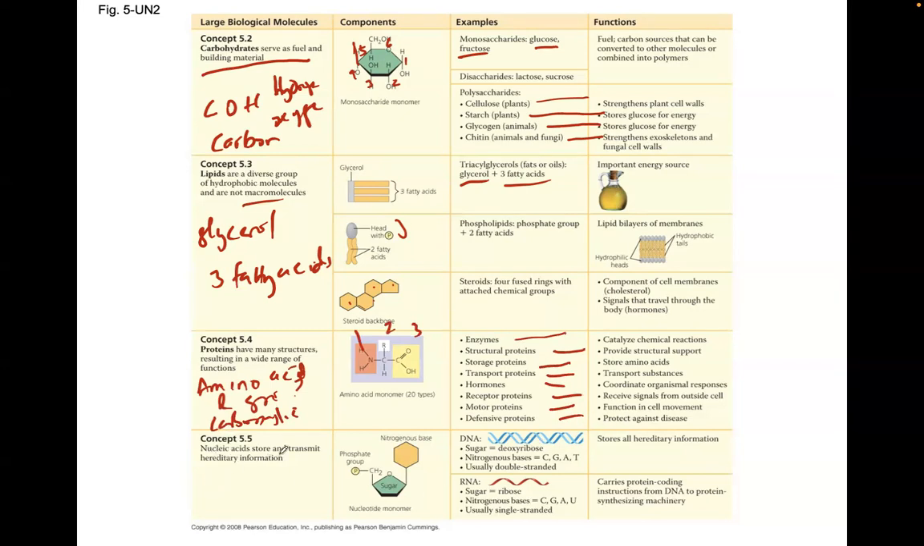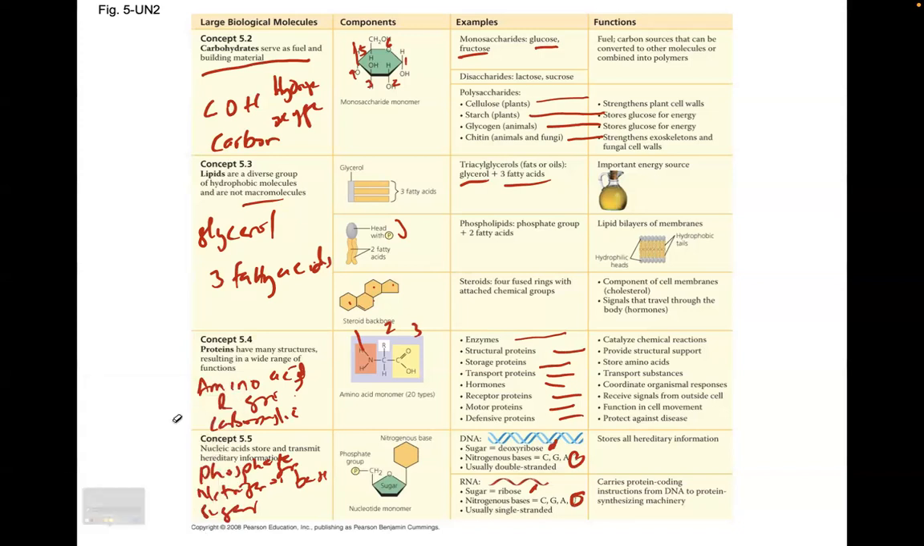The fourth one is nucleic acid. A nucleic acid is composed of a phosphate group, a nitrogenous base, and a sugar molecule. I want you to understand this. In DNA the sugar is deoxyribose, while in RNA it is ribose. The nitrogenous bases are C, G, A, T in DNA, which is usually double-stranded, and in RNA the T is replaced with uracil, and it is usually single-stranded. I want you to understand this concept very well.